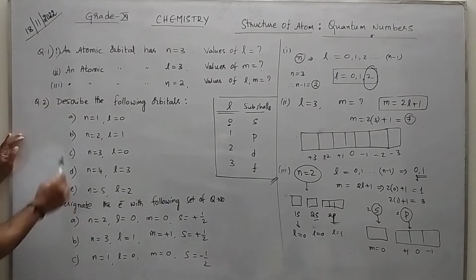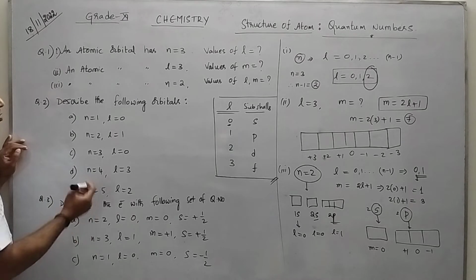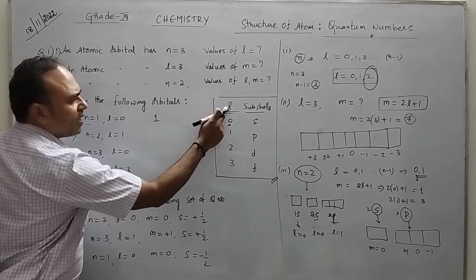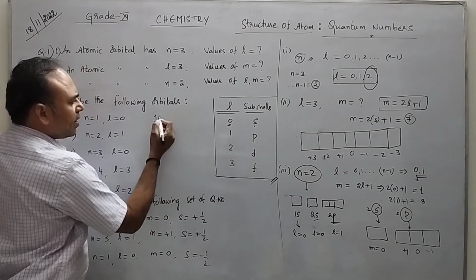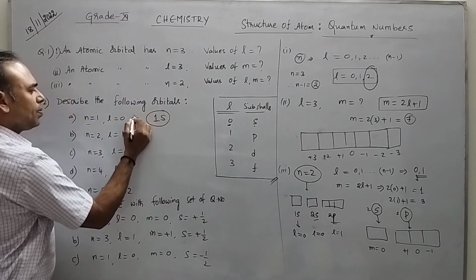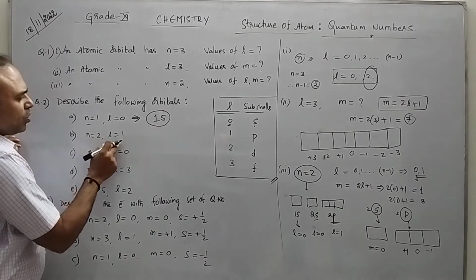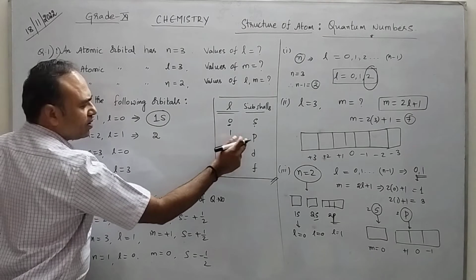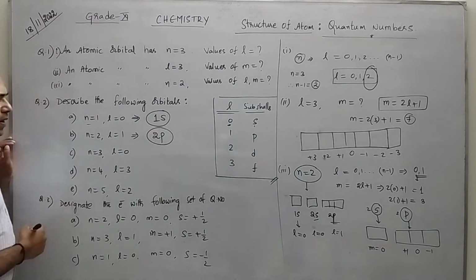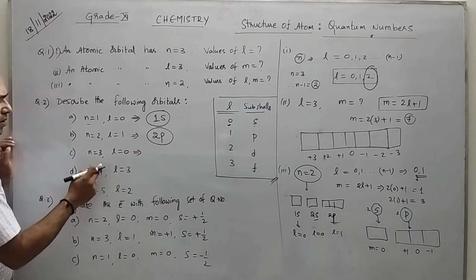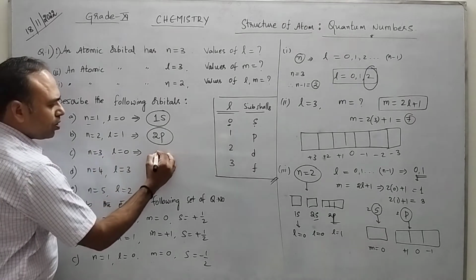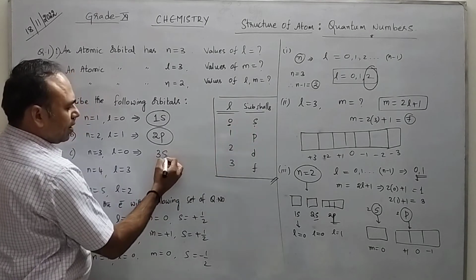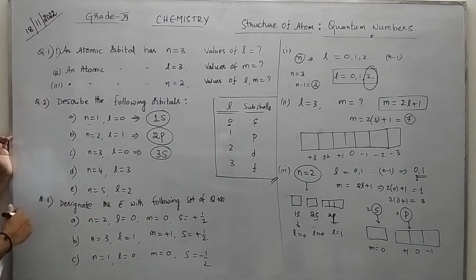They have given here: describe the following orbitals. Now n is equal to 1, so write 1. Now L is 0. If L is 0, it is s, hence the answer is 1s. Second one, n is 2 and L is 1. So let us write 2, and then L equal to 1 means it is p. Answer is 2p. Coming to the third question, n is 3 and L is 0. So principal quantum number 3 you write, and 0 means s, hence the orbital will be 3s.